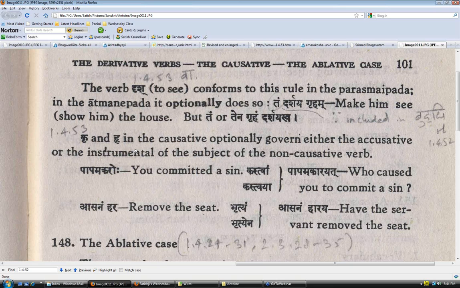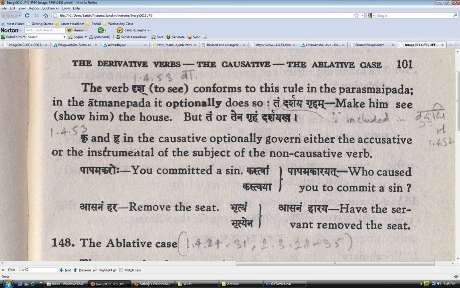It's not a passive usage though. It's hard to translate this one in English, because who made you commit the sin? That's easy. Kaha tvam papam akarayata. Kas tvaya, so by you. So who made the sin is difficult to say because it becomes like passive in English. It's not a passive construct. So in English, I think you just translate the same way. Who made you, who caused you to commit the sin?